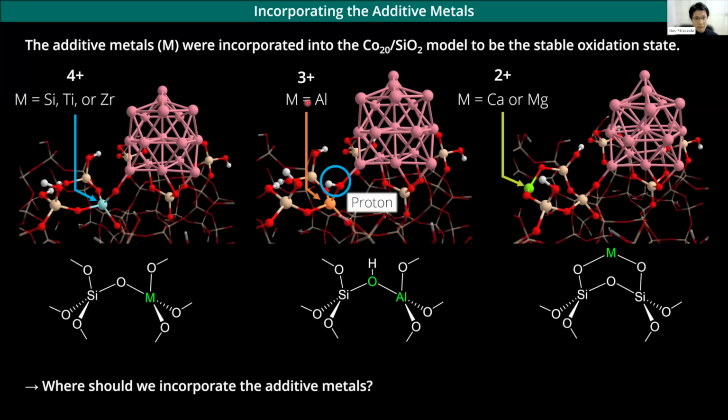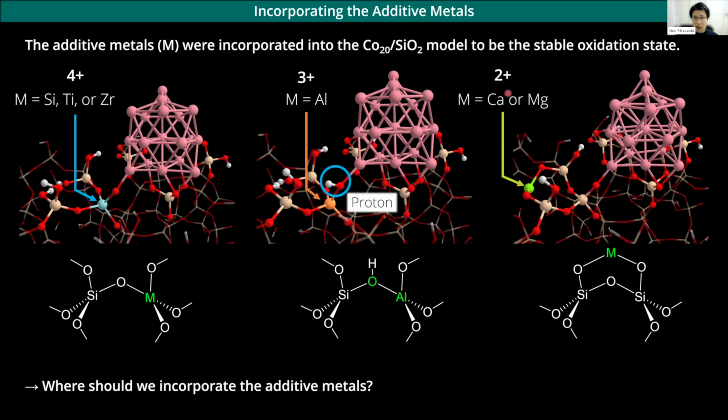But aluminum prefers to be in a 3+ state. Once I replace the silicon atom simply by aluminum, the charge balance is unstable. Then we need to keep the system neutral, so we need to put 1 proton on the oxygen atom surrounding the aluminum site. And in this model, I put the aluminum and also a proton at the interface site.